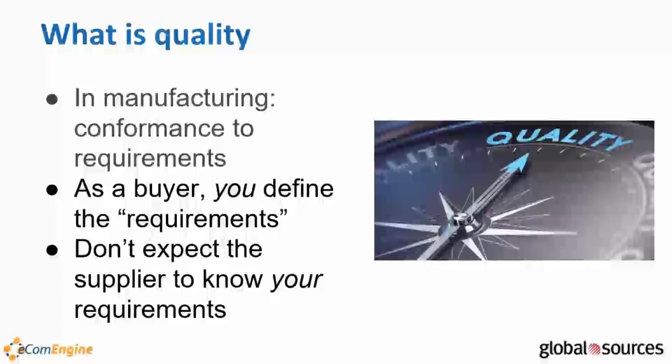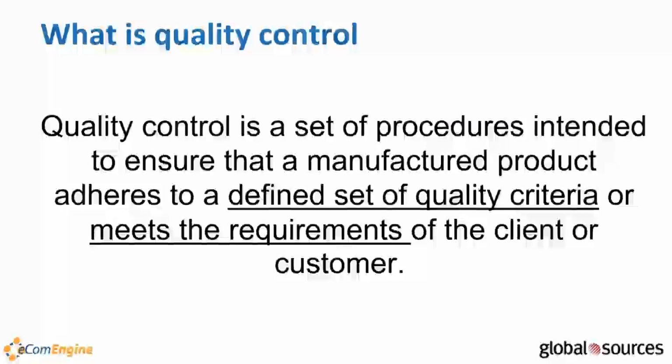Okay, so what is quality control in manufacturing? Quality control is a set of procedures intended to ensure that a manufactured product adheres to a defined set of quality criteria or meets the requirements of the client or customer. In other words, quality control is a means to ensure the product meets the specifications that you as a buyer defined when placing the order with your supplier.